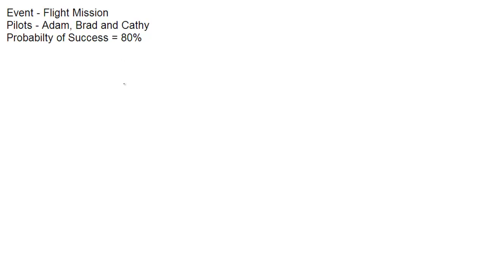So success, we're going to say, is the probability of them hitting a target, and the failure would be the probability of them not hitting the target, or probability of missing. We're only going to be interested in hitting at the moment. Some things we want to keep in mind. These are going to be independent events.